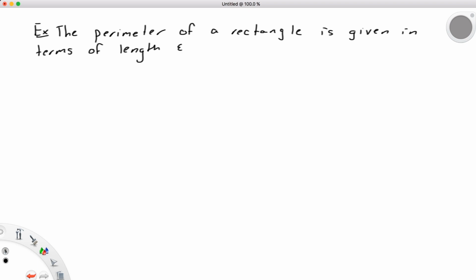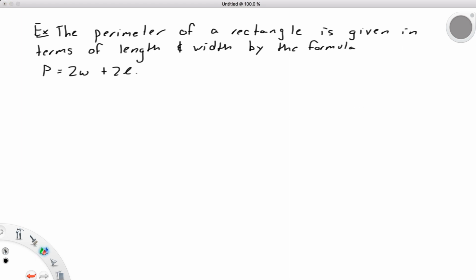So these are the three quantities that are related here. The perimeter quantity is related to length and width. It depends on how long and how wide the rectangle is. And so let's say that the perimeter of this rectangle is given in terms of length and width by the formula P for perimeter equal to 2 times W for width plus 2 times L for length.